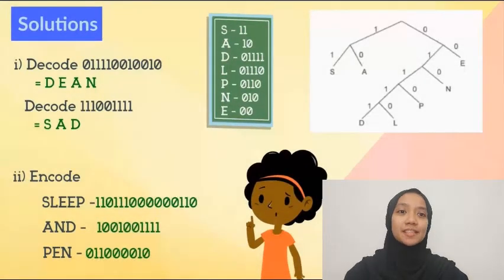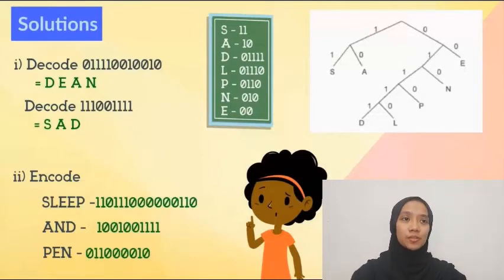The first word is sleep. S we encoded as 11, L we encoded as 01110, double E we encoded as 0000, and P we encoded as 0110. The next word is AND. A we encoded as 10, N we encoded as 010, and D we encoded as 01111. And the last word is pen. P we encoded as 0110, E we encoded as 00, and N we encoded as 010.